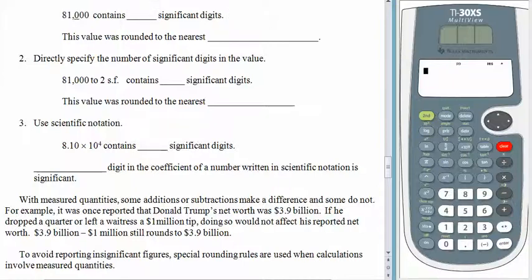So let's look at this idea of 81,000 again. And let's imagine a couple of different scenarios. Here, 81,000 with the 0 in the hundreds place underlined would contain 3 significant digits, all of those. And that would tell us that this number was rounded to the nearest hundred.